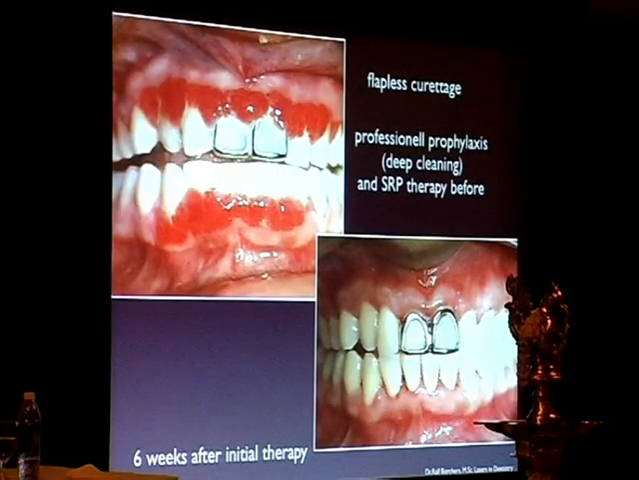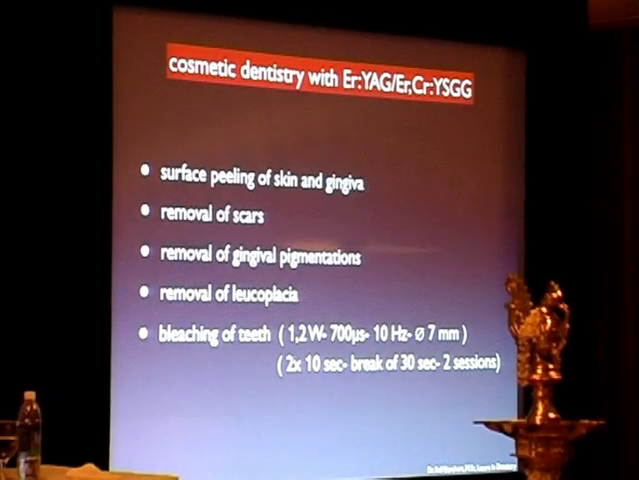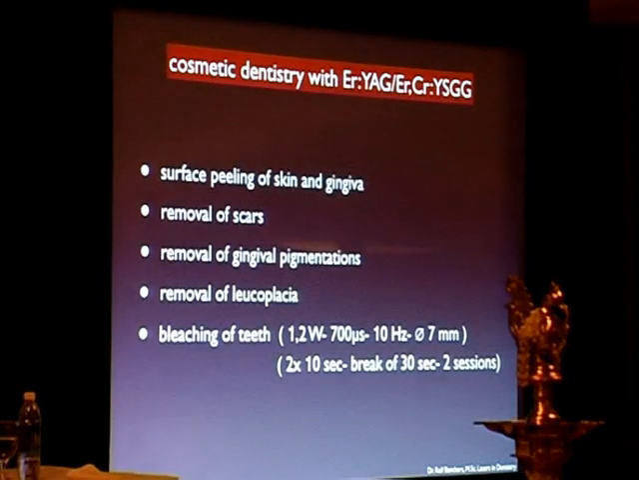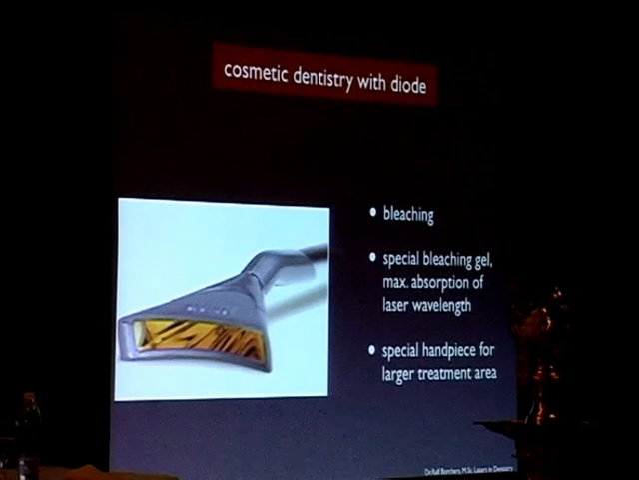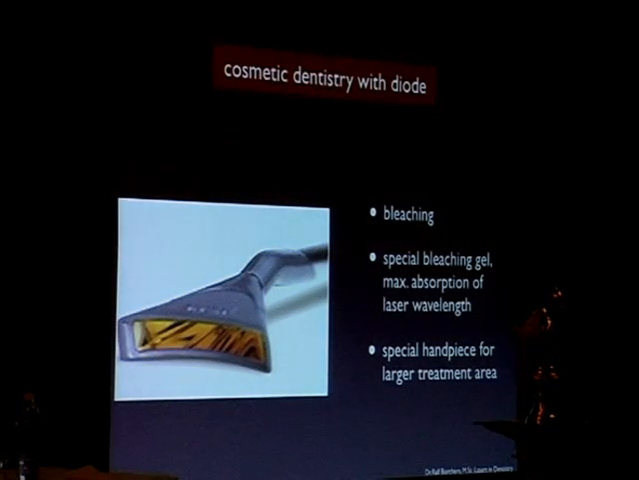Cosmetic dentistry: you can use the erbium or erbium chromium YSGG laser for cosmetic dentistry. You can make a surface peeling of skin and gingiva. You can remove scars, remove gingival pigmentations like melanin, and you can use it for bleaching, but not as effective as the diode laser in bleaching. If you use diode lasers in bleaching, you better use a special handpiece so you can use a higher amount of power and you can reach more teeth at one time.